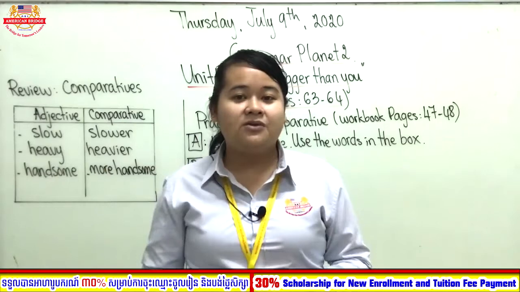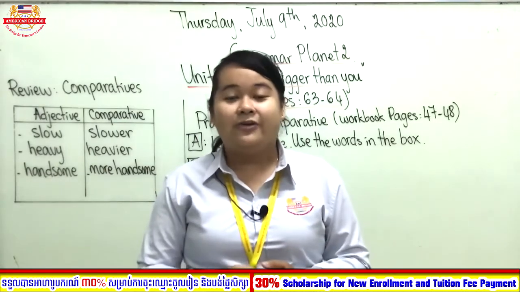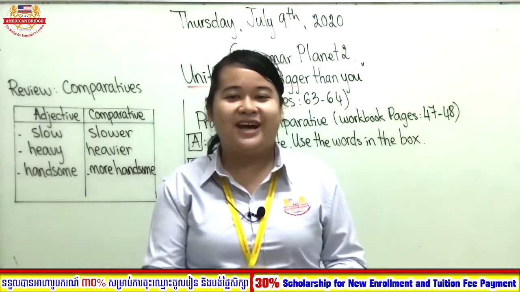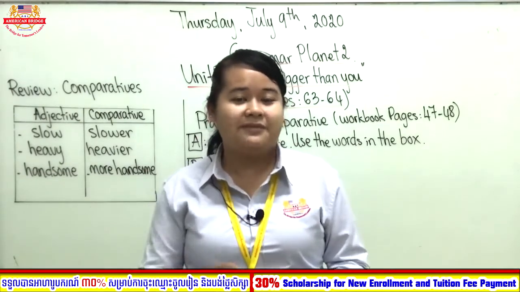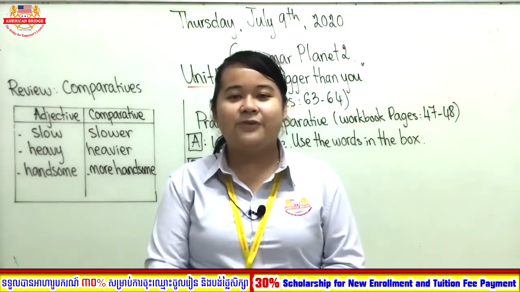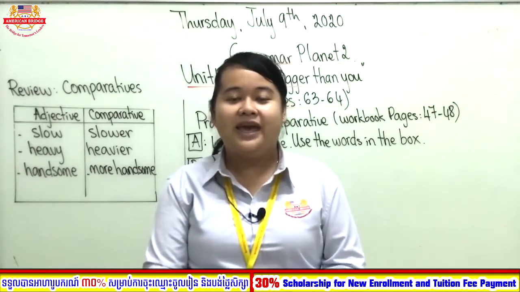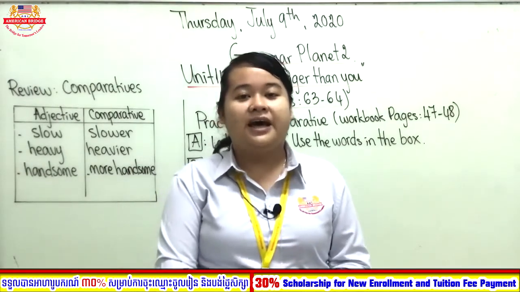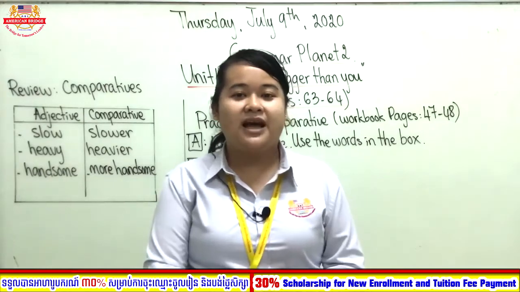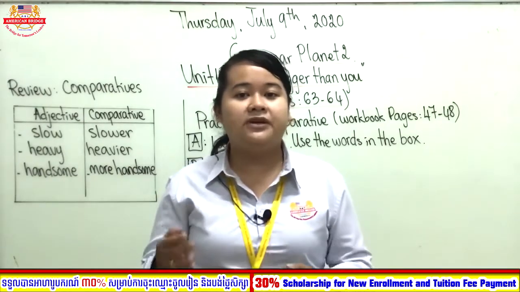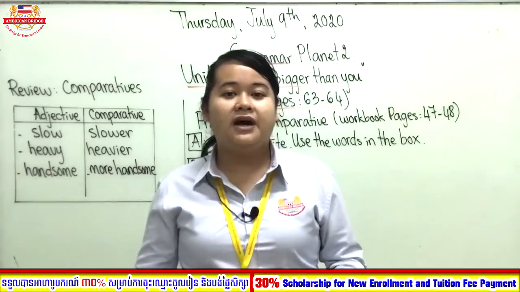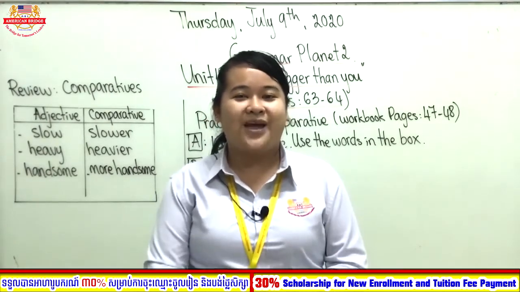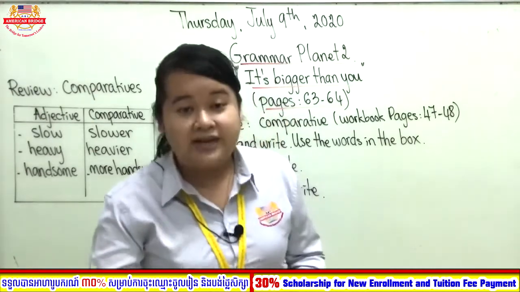And today we will do some activity in our Grammar Planet 2 student book and workbook also. So teacher wants you to open your book right now on page 63 and 64 with teacher all together and put it on your table first. So now let's look at the whiteboard. Teacher will review with you our form from yesterday that we studied already about comparative form.